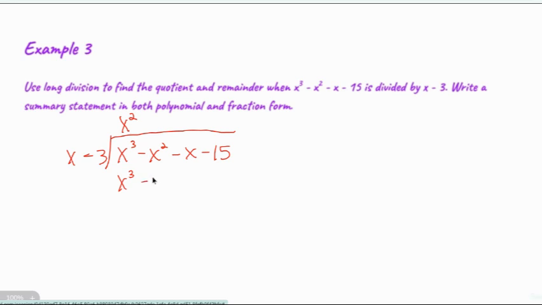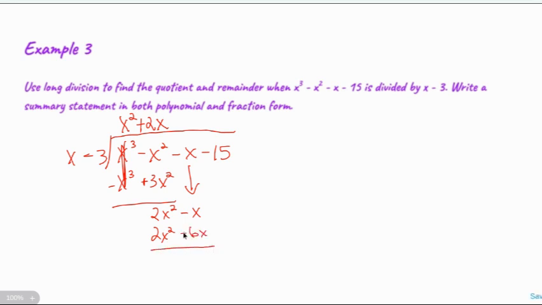Negative 3 times x squared is negative 3x squared. So we subtract. This ends up being adding. So we got 2x squared. And then we bring down the negative x. x times something gives me 2x squared. Well, I know it's going to need to be an x, but we also need to multiply by a 2. Okay, so we got 2x squared. Negative 3 times 2x is negative 6x. Add, subtract. This cancels, and we're left with 5x.